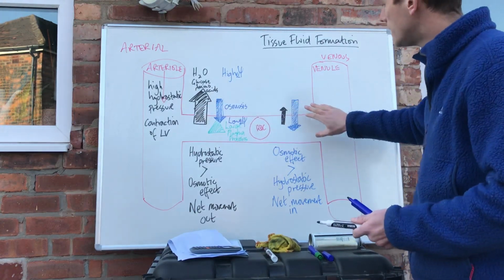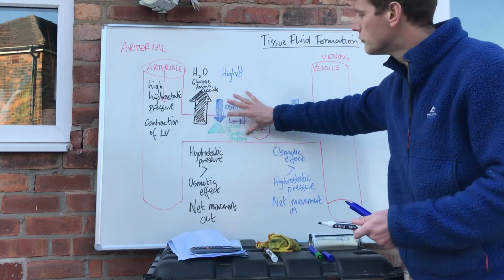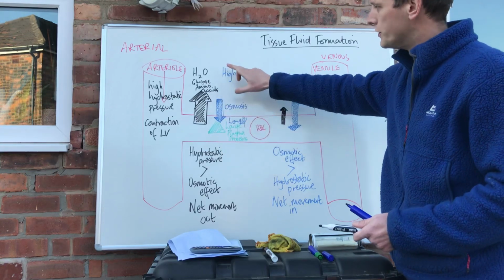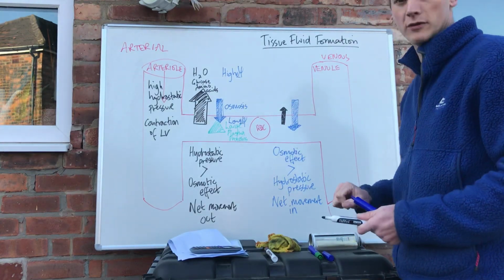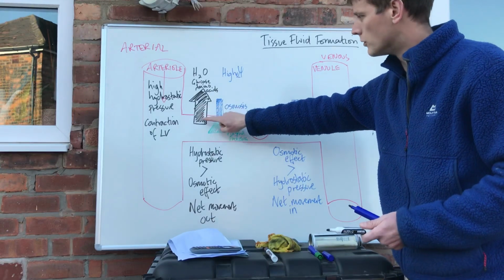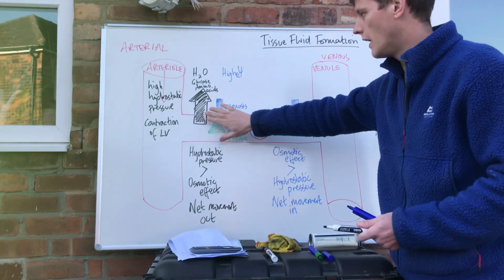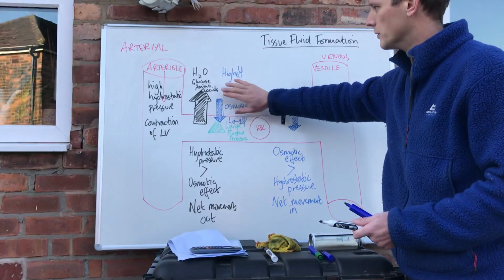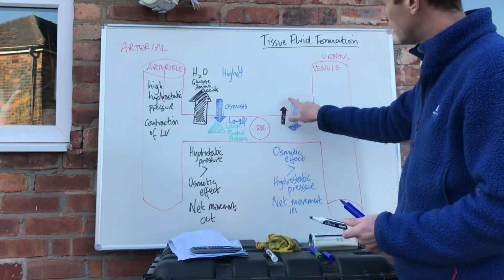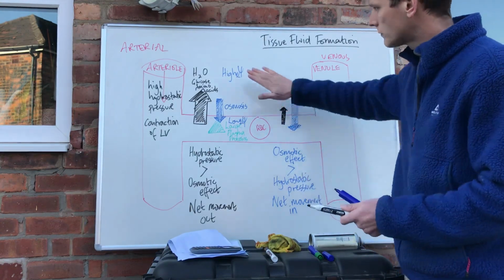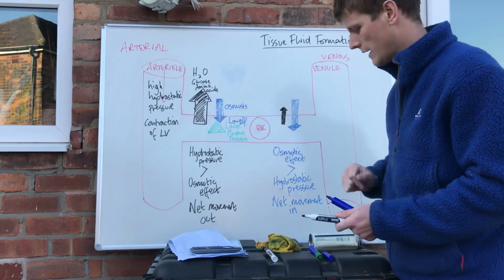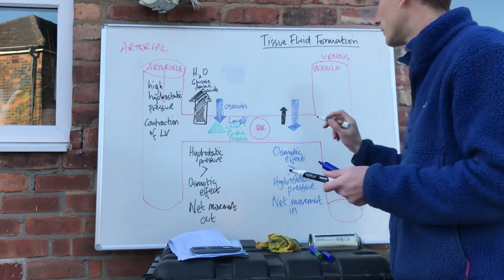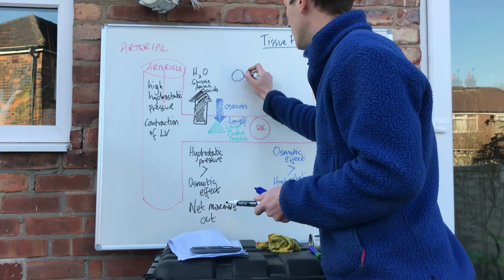I'm hoping that you can see here that overall there is an excess of water produced in the tissue fluid, or an excess tissue fluid. And that's because overall the hydrostatic pressure forcing water and other molecules out is greater than the osmotic effect. So that brings into play another network for transport, and this is the lymphatic system.